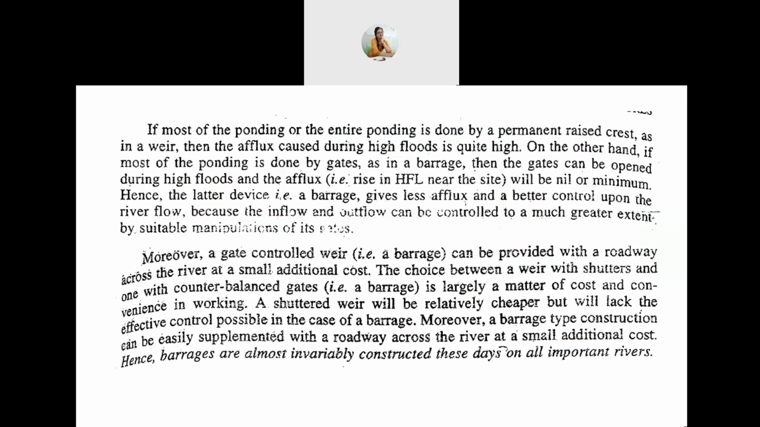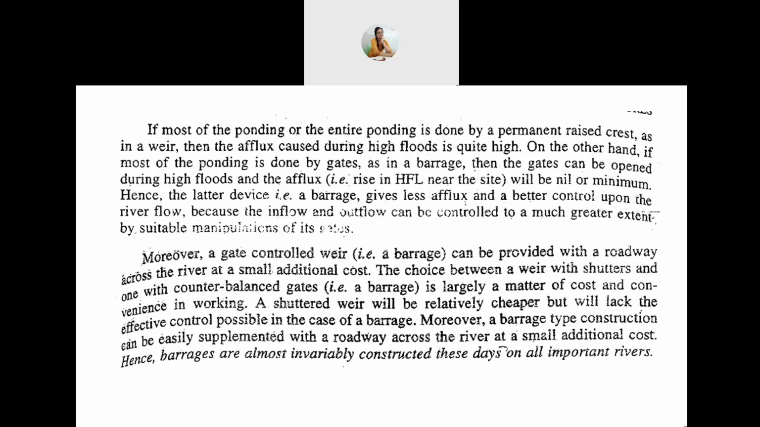So if most of the ponding or the entire ponding is done by a permanent raised crest, as in a weir, then the afflux caused during high floods is quite high. On the other hand, if most of the ponding is done by gates, as in a barrage, then the gates can be opened during high floods and the afflux, that is the rise in HFL near the site, will be nil or minimum. Hence, the latter device, that is the barrage, gives less afflux and better control upon the river flow, because the inflow and outflow can be controlled to a much greater extent by suitable manipulation of its gates. Moreover, a gate-controlled weir, that is the barrage, can be provided with a roadway across the river at a small additional cost.